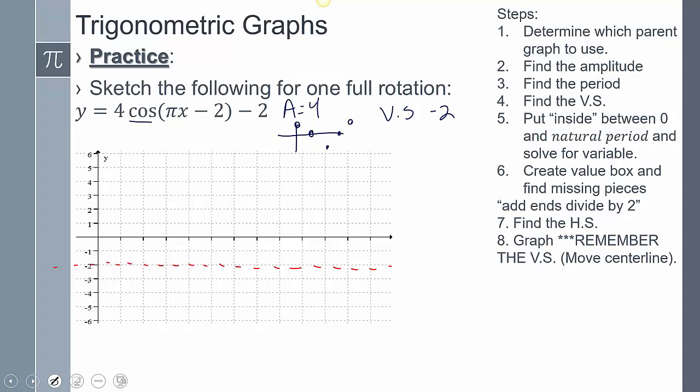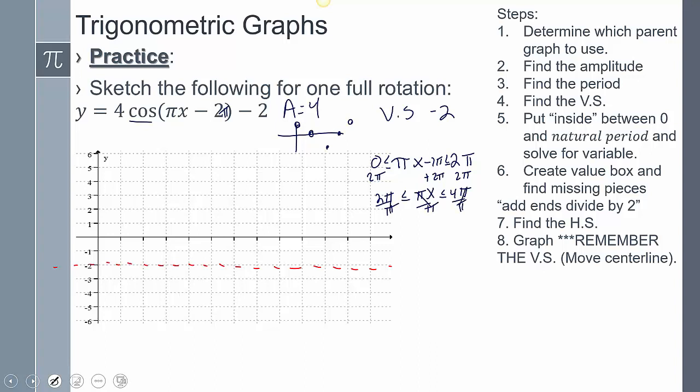Alright, so let's figure this out. So I take whatever's on the inside of my function, and I put that between. So there is a typo in this problem. I'm going to add a pi there. There's supposed to be a pi there. Okay, so I'm going to add 2 pi. So 4 pi is less than or equal to pi x, which is less than or equal to 4 pi. Then divide everything by pi.